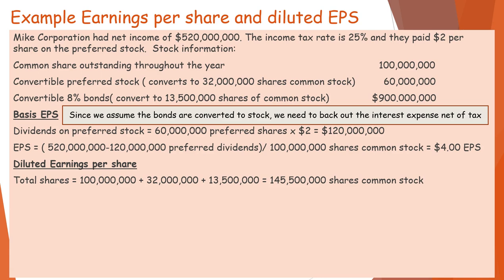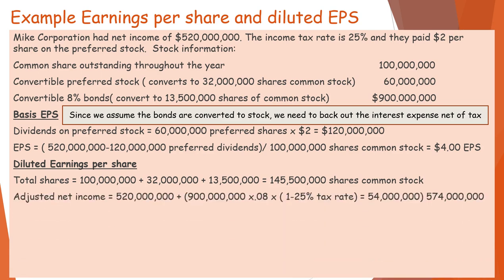Now, the thing to remember though is that if you are converting, then you have to add back in the interest and not back out the dividends. So, adjusted income would be 500,000, and then you have to add back in the interest adjusted for tax. So, our adjusted net income is $574 million.